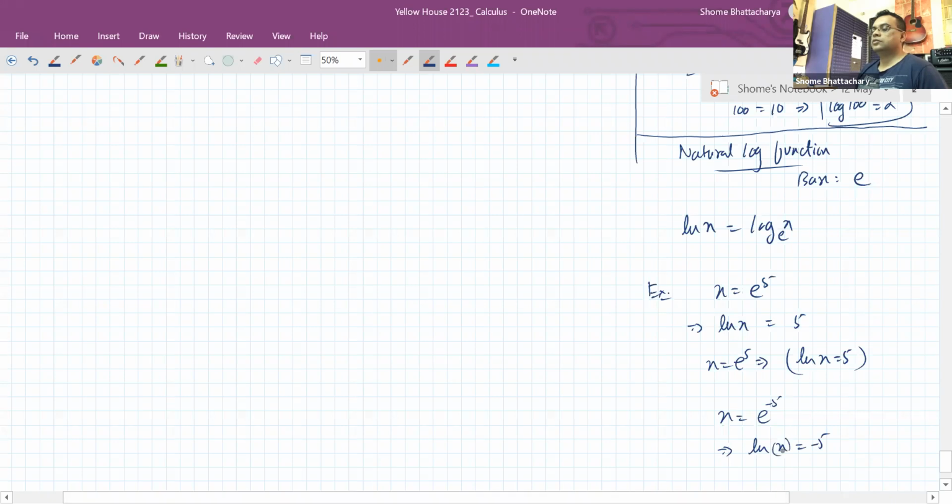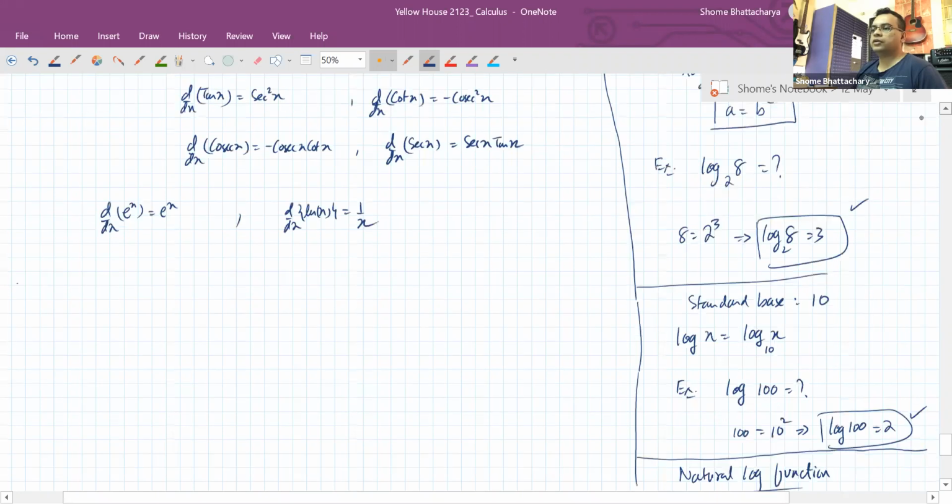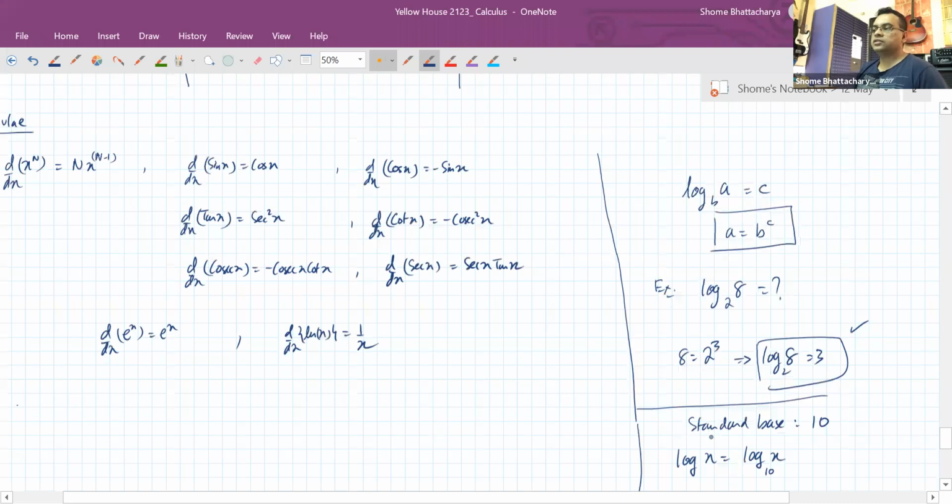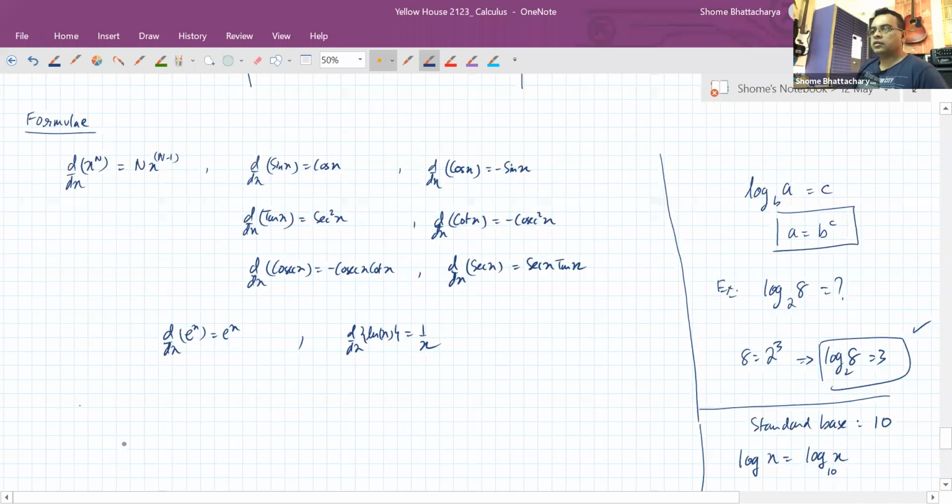Sir, if we take log 8 to the base 2, which is 3, then the derivative of ln x will be 1 by 8? No, that is not true for any log. The derivative of 1 by x is only for the natural log. Do you understand the point? We cannot take the base 2 and say its derivative is 1 by x. The base has to be e.